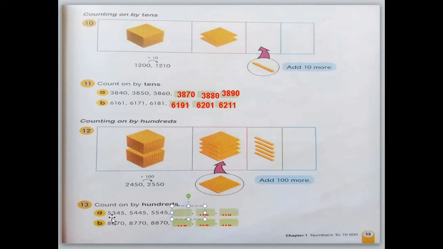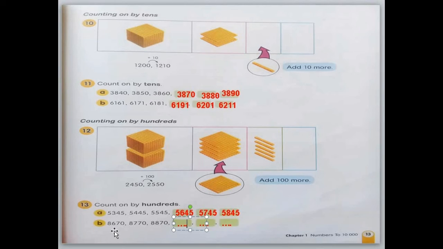On this question, check first, 5,345, 5,445, 5,545. Okay, look at this, the number in the hundreds, 3, 4, 5. So over here you have 6. Very good. Now, look at the number in the hundreds again, 3, 4, 5, 6. So over here, you write down, yes, 7. Very nice. How about this? So after 7, you write down 5,845. Now let's go to question B.